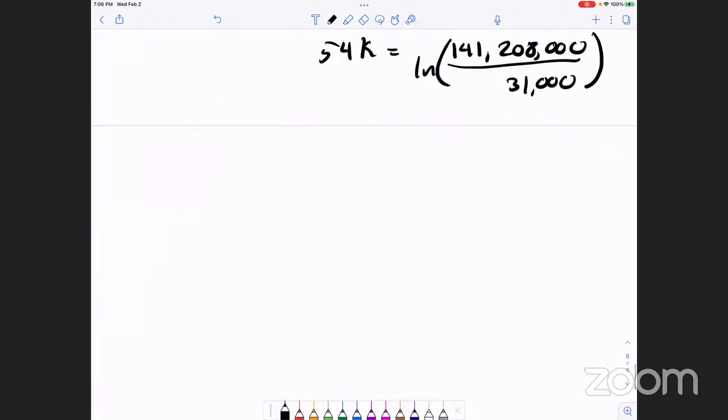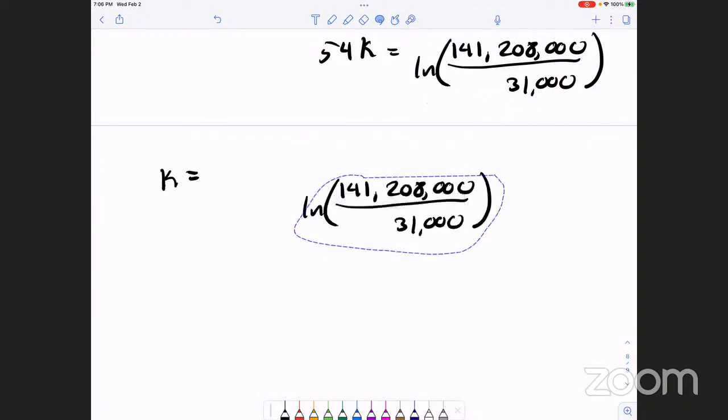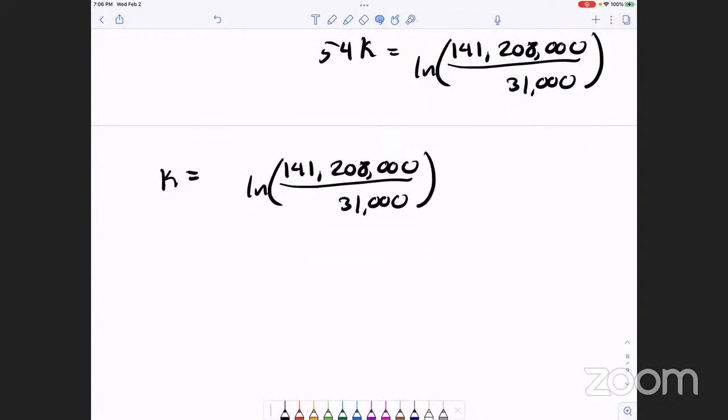Okay. So then ultimately we get k equals, let me just copy and paste. We can either do it like this and divide by 54, or that's going to be the same as multiplying by 1 over 54. I think I'd rather do this, 1 over 54, right? Dividing by 54 is the same as multiplying like this. So this will give us k.